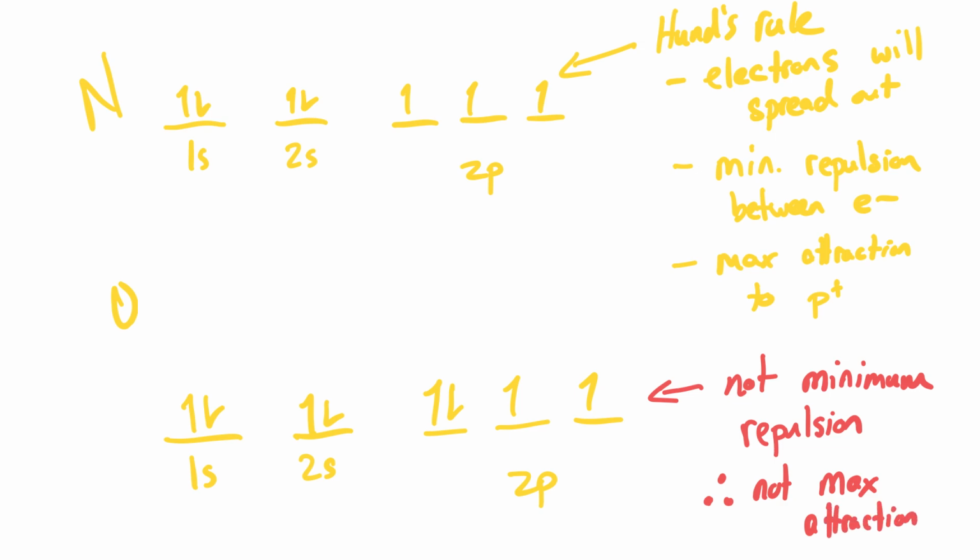So attraction has decreased because we're cramming two electrons into the same orbital, right? That's the non-minimum repulsion thing. So if repulsion goes up, attraction has gone down. If attraction has gone down, that means it's easier to remove an electron. That means it requires less energy to remove the electron.